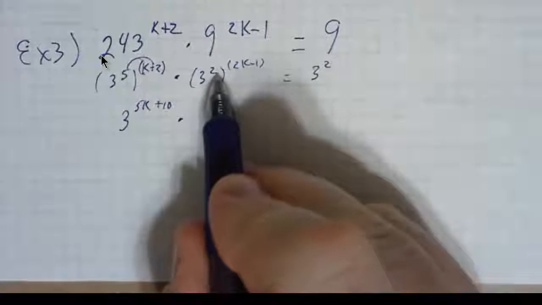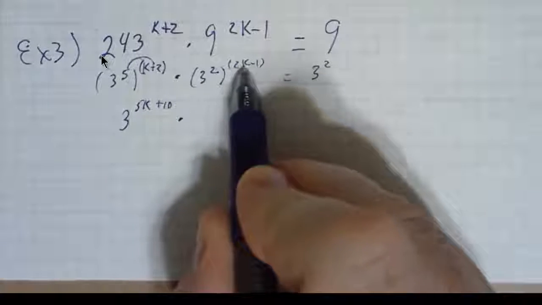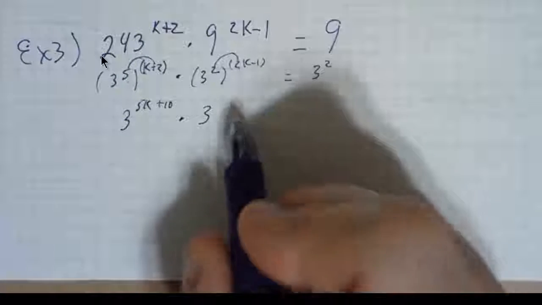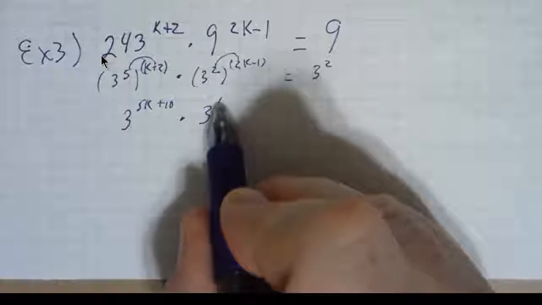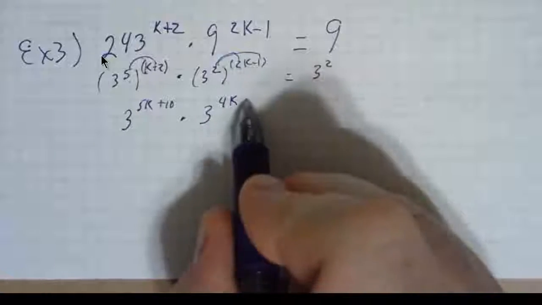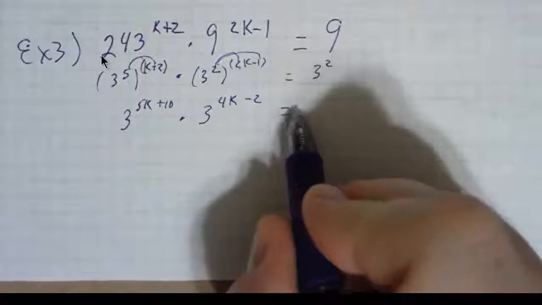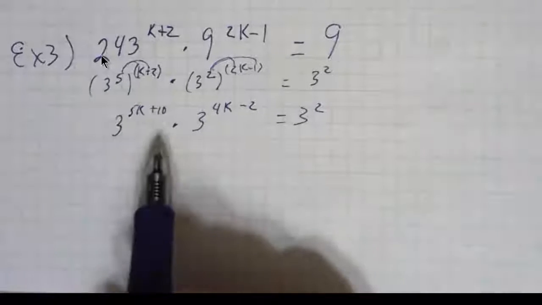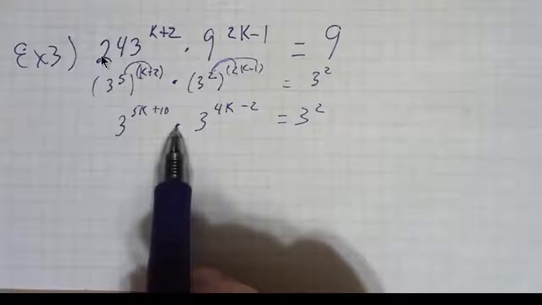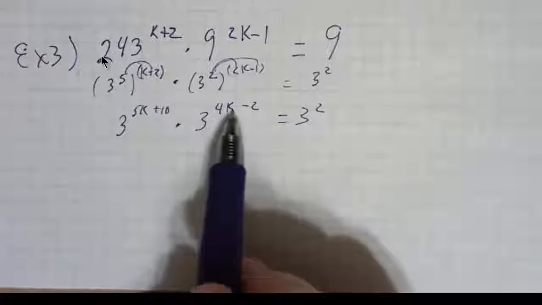And then I'm going to distribute my power 2 here to my 2k minus 1. Bring my base down. 2 times 2k is 4k. And 2 times negative 1 is negative 2. And the whole thing is still equal to 3 to the 2nd power. Now I have like bases here with a multiplication between them. And when we multiply like bases, the rule is to add the exponents.